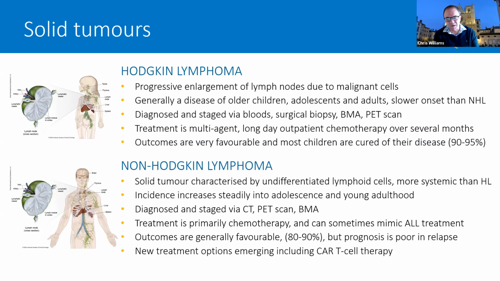The treatment is very much primarily chemotherapy. However, some subtypes may have treatment that's almost like ALL treatment that might go for years. So you might be looking after children with non-Hodgkin lymphoma that have 6 months of treatment or 3 years of treatment, depending on what subgroup they have.